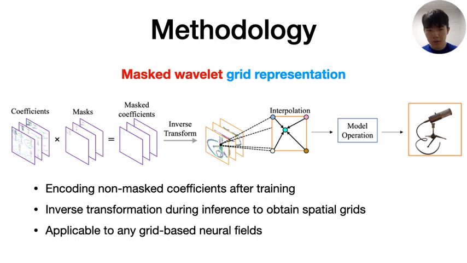Furthermore, since our method does not address grid sampling, feature aggregation, or the processing of extracted features, it can be applied to any grid-based neural fields.